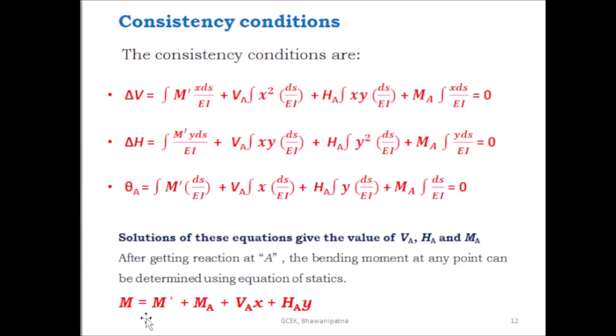So the moment that you can find out, M is equal to M dash plus MA plus VA x plus HA y. So this is due to the external loading, this is due to the moment at the support A, this is due to the vertical reaction at the support A, and this is due to the horizontal reaction at the support A. So you can find out the moment at any section in the fixed arch.